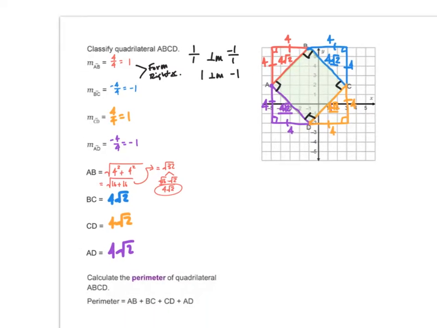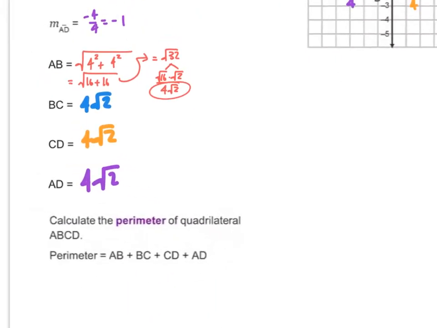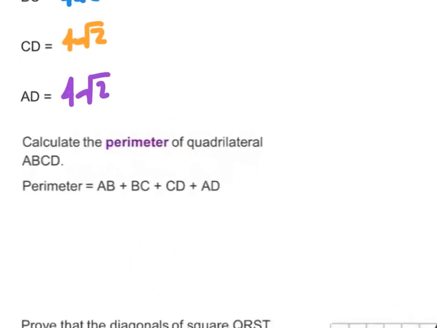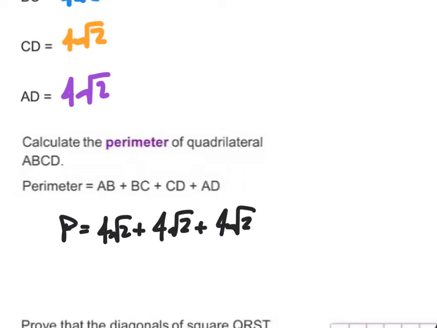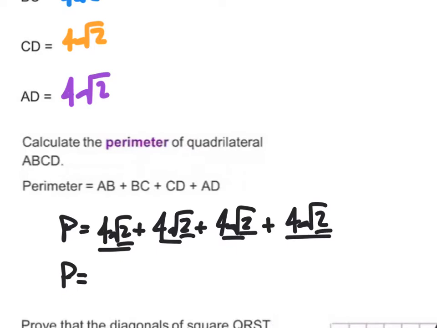So now what I want to do is calculate the perimeter of quadrilateral ABCD. My perimeter is going to be 4 square root of 2 plus 4 square root of 2 plus 4 square root of 2 plus 4 square root of 2. When you add these together, you combine like terms, kind of like if they were all 4x, and I'm going to get 16 times the square root of 2.